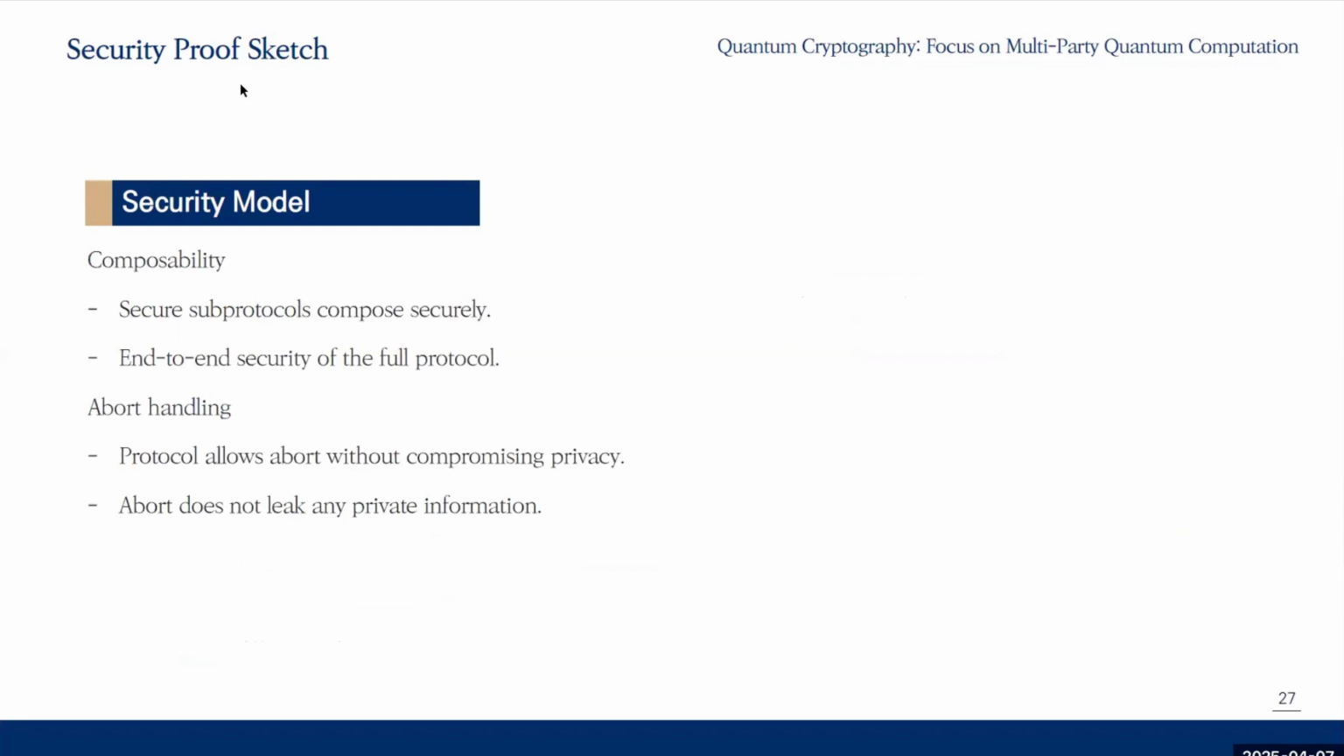And to elaborate on the security model, first, composability. Secure subprotocols combine to ensure end-to-end security of the entire protocol. And second, abort handling. The protocol allows aborting at any time without compromising privacy. Importantly, aborting the protocol does not leak any private information.